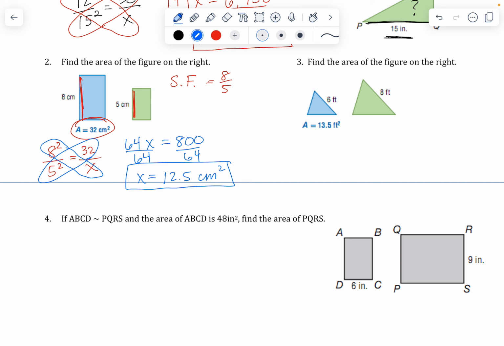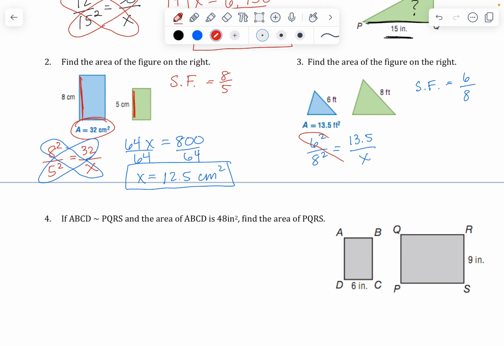Okay, so these are similar figures. We're going to write down the scale factor. The scale factor is 6 to 8. So in the second step we square them: 6 squared over 8 squared. And then we set up our proportion, or our equation, equals 13.5 over x. So we square the scale factor because we're comparing areas, which are in square units.